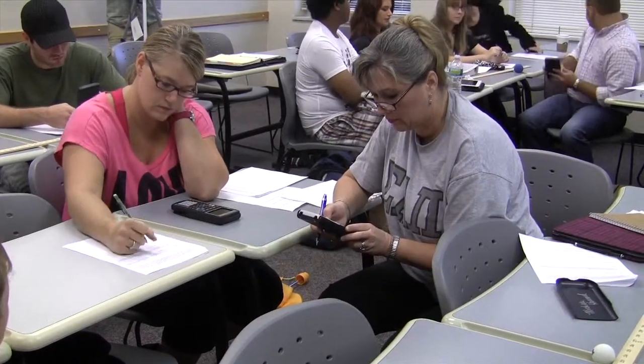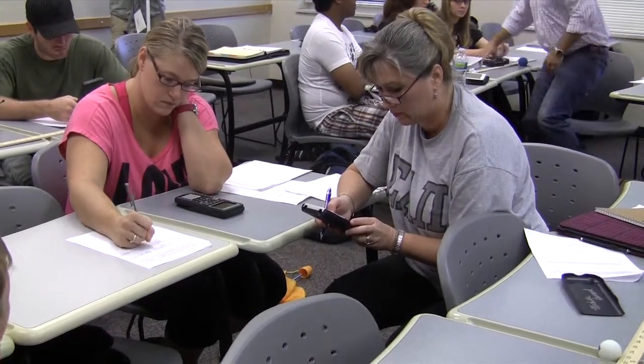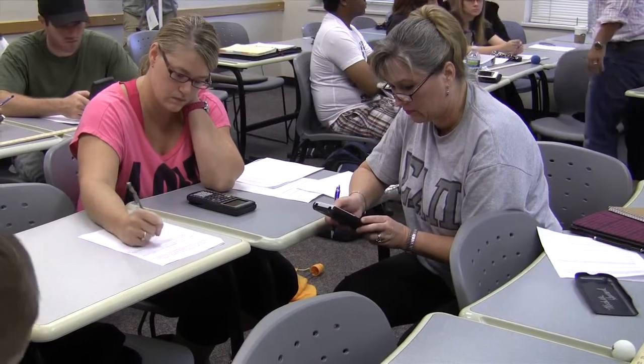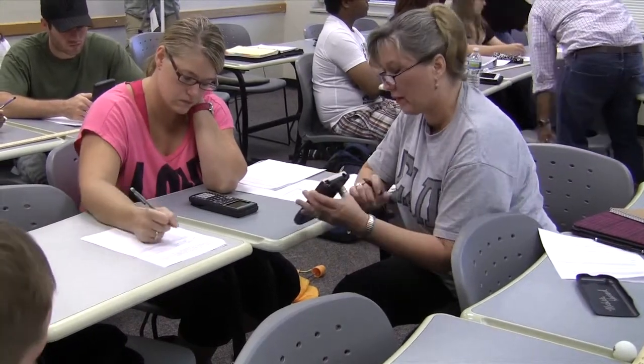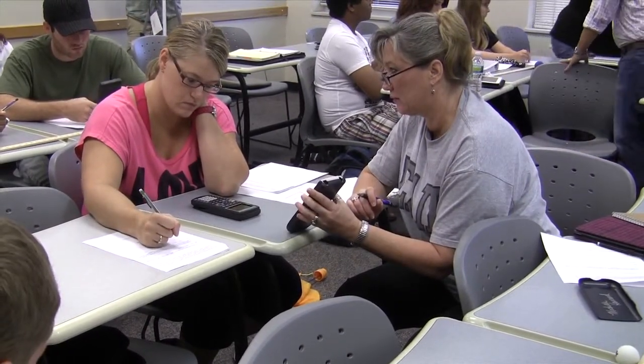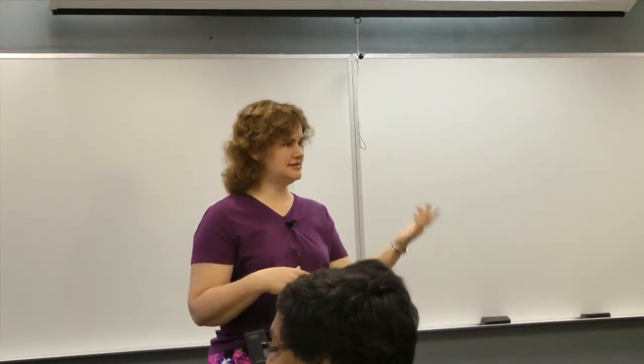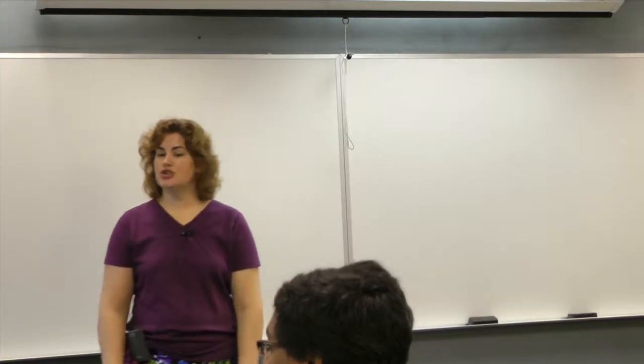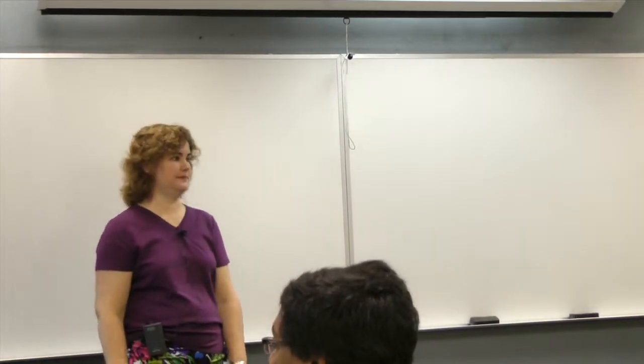Which one was X? The drop heights. And which one was Y? The rebound heights. So you're going to enter in, if the drop heights were in L1, you'll do second one for L1, and then comma second two if you entered the rebound heights in L2. And you should have four numbers on your screen.